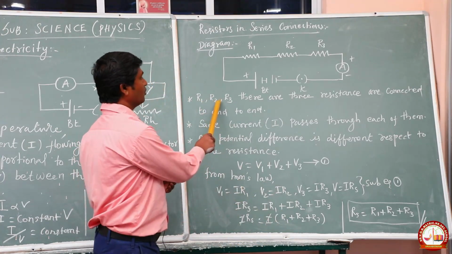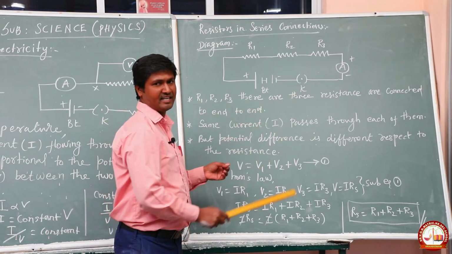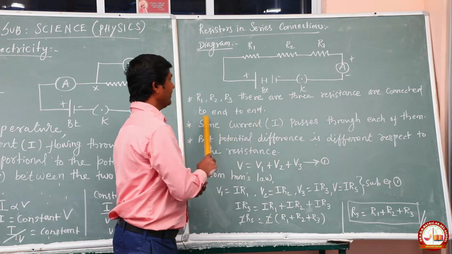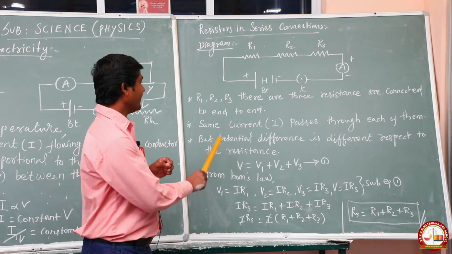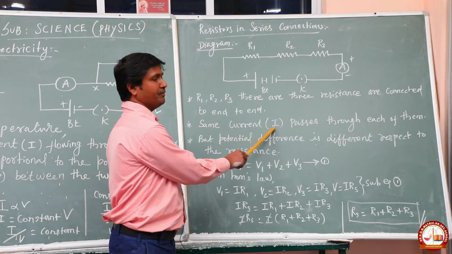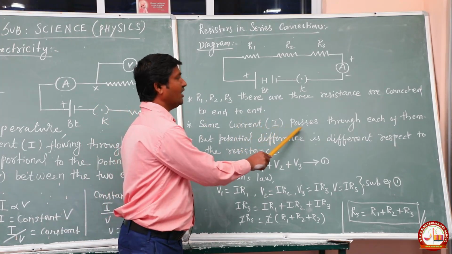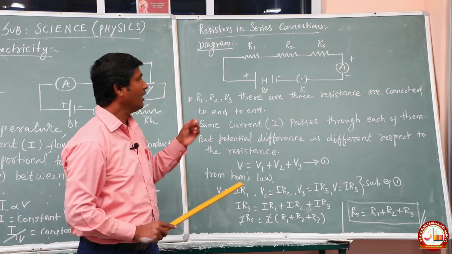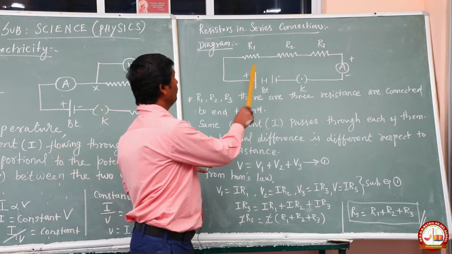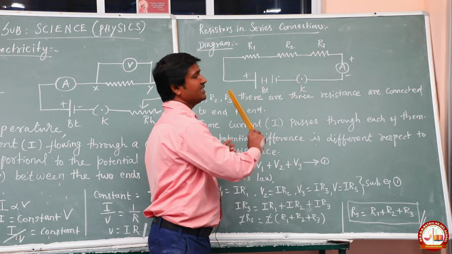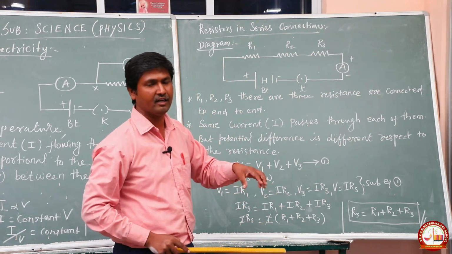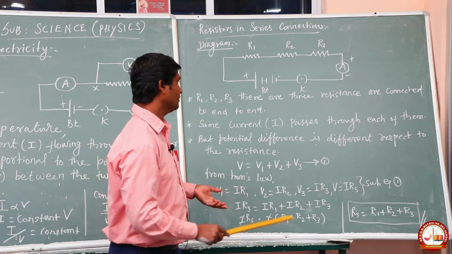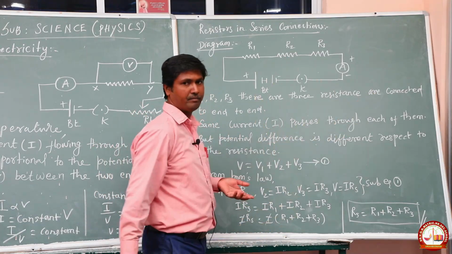So R1, R2, R3, there are three resistances connected end to end. This is the first point. Next, the same current, symbol I, passes through each of the resistances in the circuit R1, R2, R3. Not different currents, the same current passes. So current I is the same.